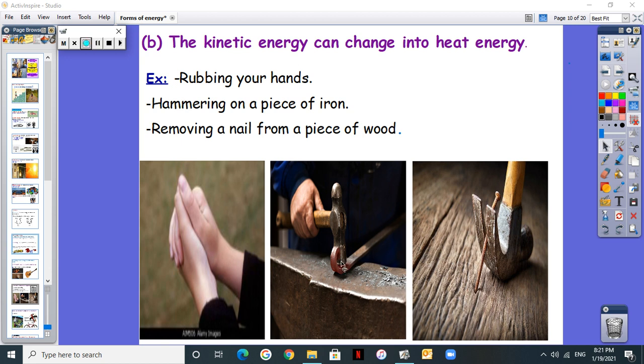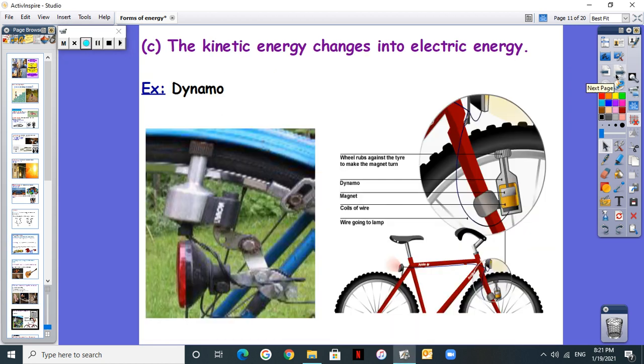And look at this picture, hammering on a piece of iron. If you hammer on a piece of iron, you change the kinetic energy into heat energy. And when you try to remove a nail from a piece of wood, you change the kinetic energy into heat energy.